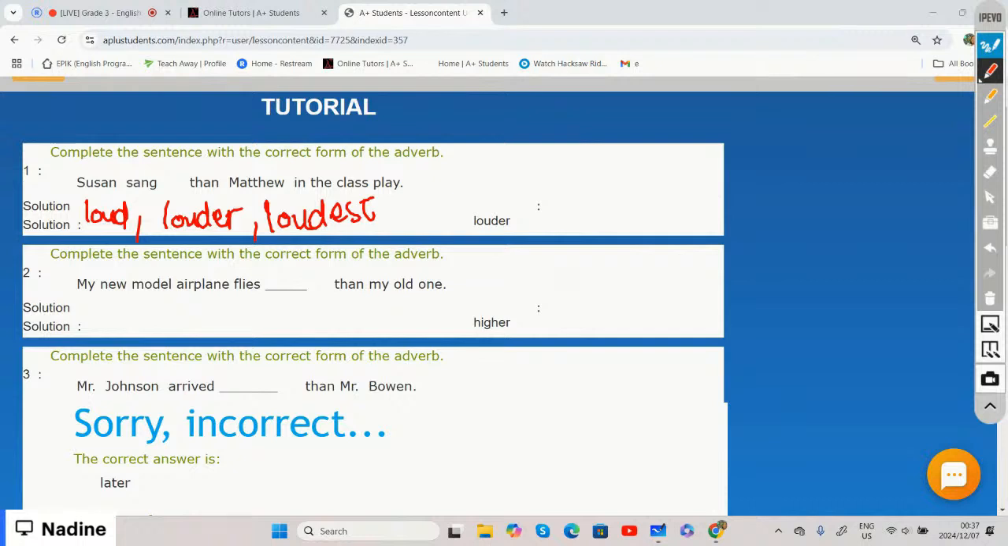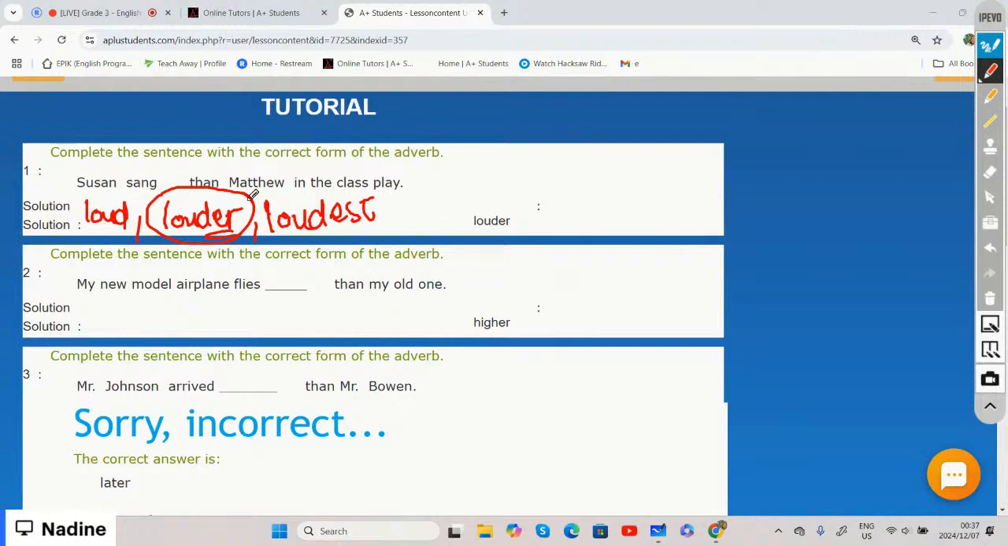And if we compare two people, remember if you're comparing two actions that people do, yes, well done. Then we can say Susan sang louder. Because remember, we said that if we are comparing two people, our adverb ends in an ER.